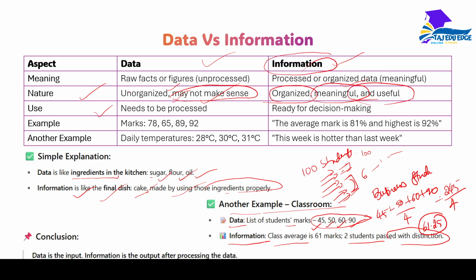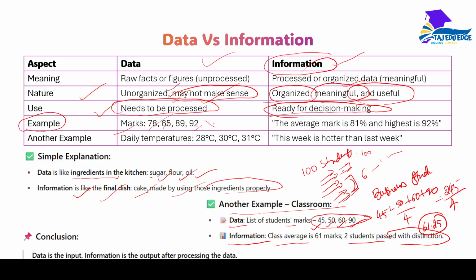Next, the use. The data needs to be processed. If it is not processed, then it is just raw data. Next, information is something which is ready for decision making. If we have data organized, meaningful, and already analyzed, then we can use it for decision making. For example, marks 78, 65, 89, 92, all these are numbers, but they are of no use if we don't organize, analyze, interpret and present them, right?